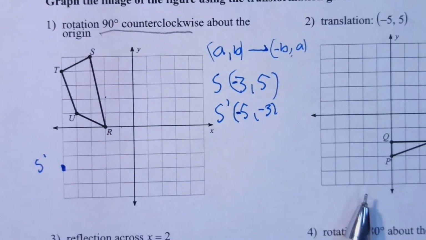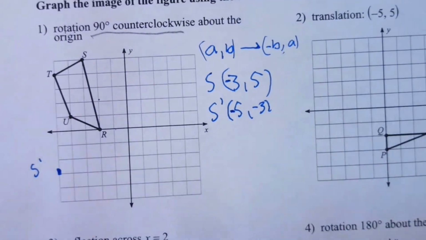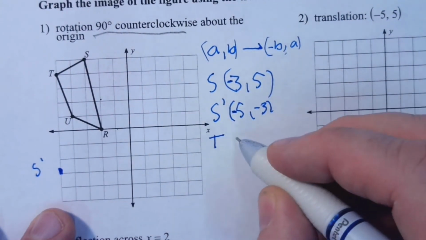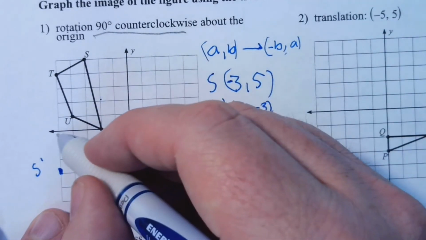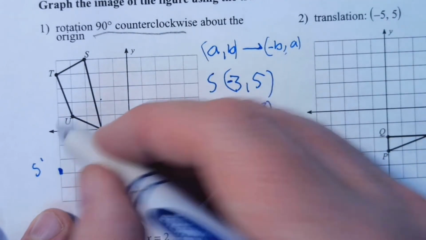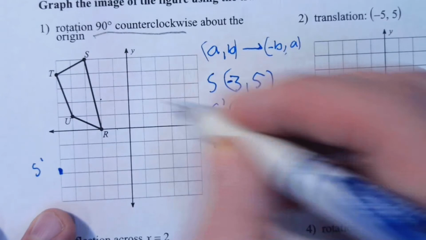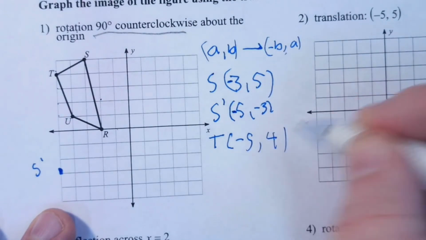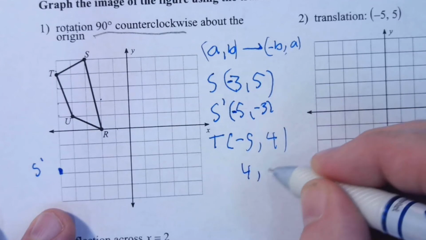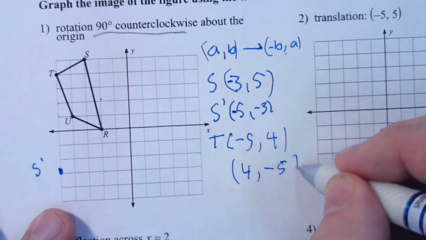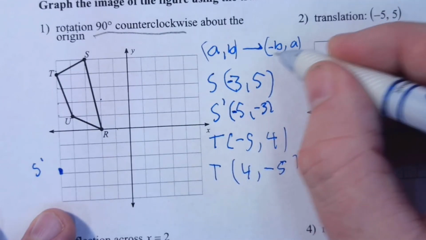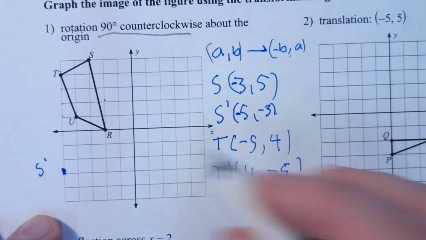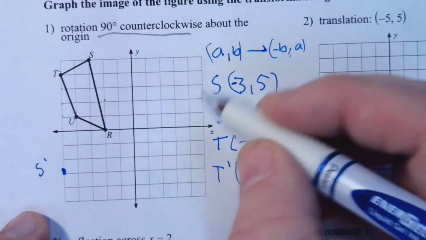Okay, so this does take some time. I know it's 12 problems. It does take a little time. So we can do that for T as well. T would be 1, 2, 3, 4, 5. That's negative 5. And that is 1, 2, 3, 4. That is 4. I need to flip the order. 4, negative 5. And I'm supposed to, based on this formula, change that to a negative. So T would be negative 5, negative 4.